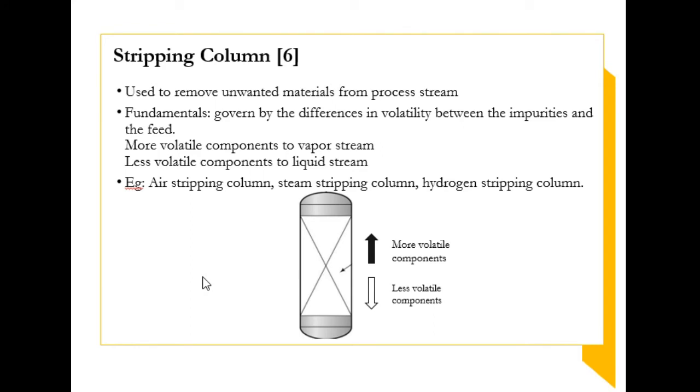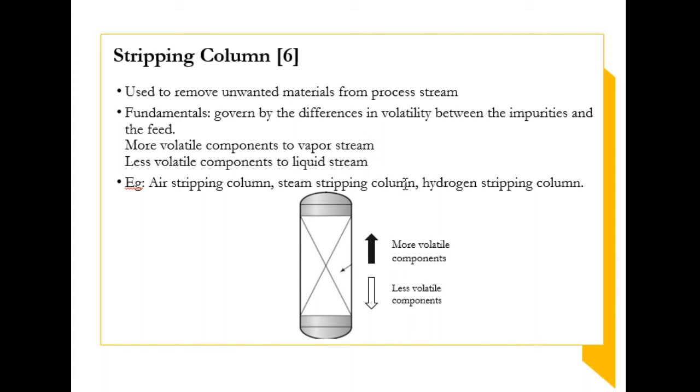To understand the stripping column, in general, it can be understood that it is used to remove unwanted materials from the process stream. Fundamentally, stripping columns are governed by the differences in volatility between the impurities and the feed. The more volatile components transfer from the water to the air stream. The air exits the top of the column and contains the most volatile components, while the least volatile components exit with the water at the bottom of the column.